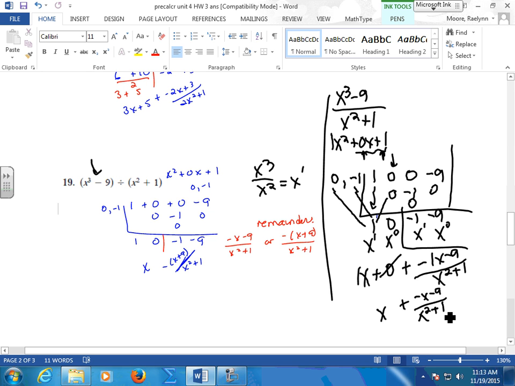Okay, this is a double division. I have 3 terms in my denominator. If I have 3 terms, I'm going to get a double division. Okay, we'll do this again. So let's try this again.